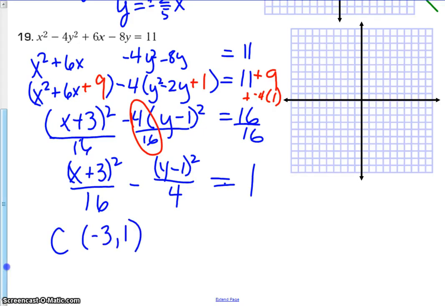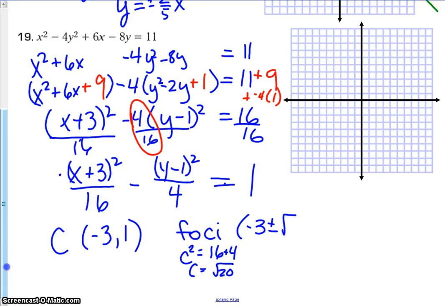Okay, my foci, I have to calculate my c. My c squared would equal 16 plus 4, or 20. So my c is the square root of 20. So my foci affects my x because my x is what's positive. So from the center, my foci is going to go plus or minus the square root of 20, and then the y will always stay at 1. The y isn't affected by the foci. Okay, I'm going to get rid of this.